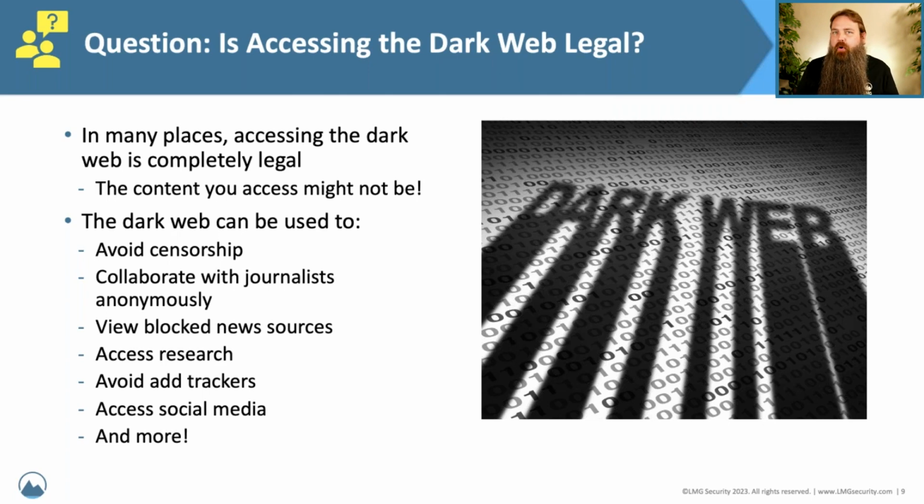The publication ProPublica actually relies heavily on darknet submissions. People being able to submit whistleblower documents and other things like that without there being a traceable path back to them can be very important in some situations. We can also do things like view blocked news sources. We'll show you an example of that here in just a second. Access research, avoid being tracked by advertisers, which is always attractive to most people. Access social media, and a lot more.